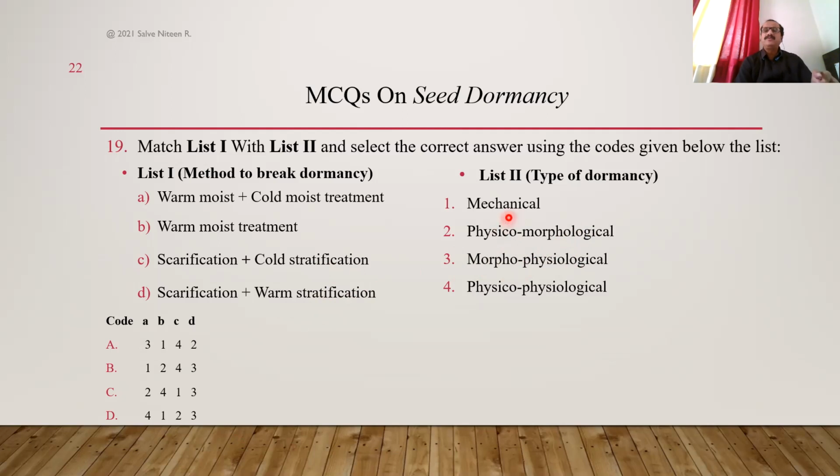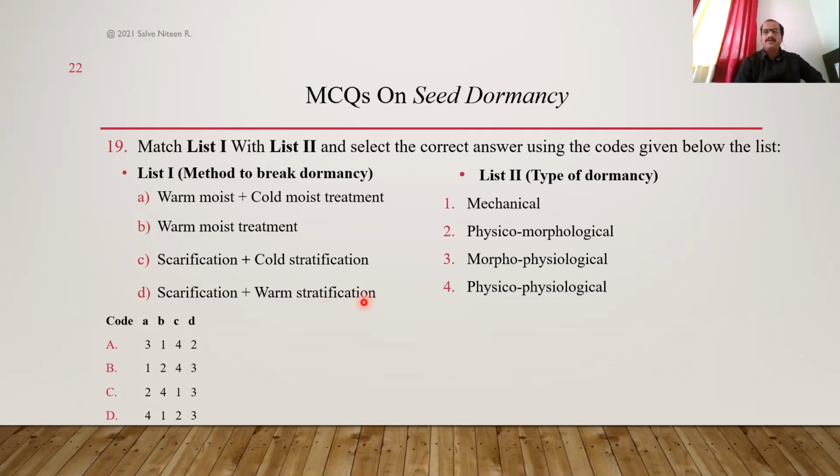Now, mechanical dormancy is a type of physical, your exogenous dormancy. Exogenous dormancy consists of physical dormancy, chemical dormancy, and mechanical dormancy. In that case, physical dormancy can be broken by scarification method. Chemical dormancy can be broken by leaching method, and mechanical dormancy here can be broken by warm stratification.